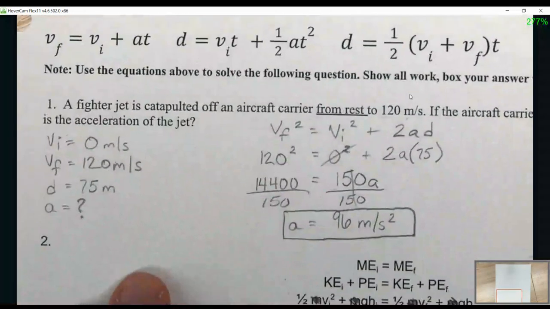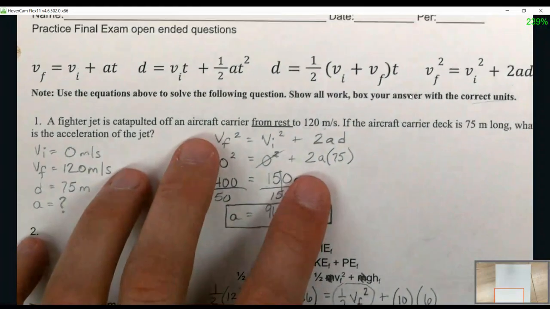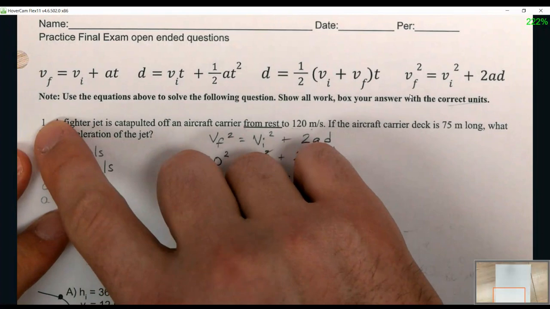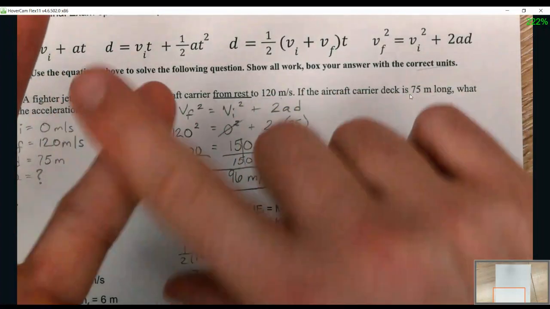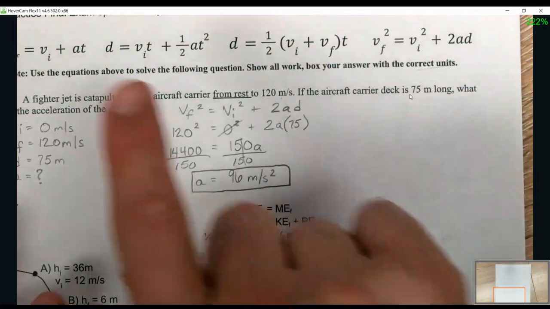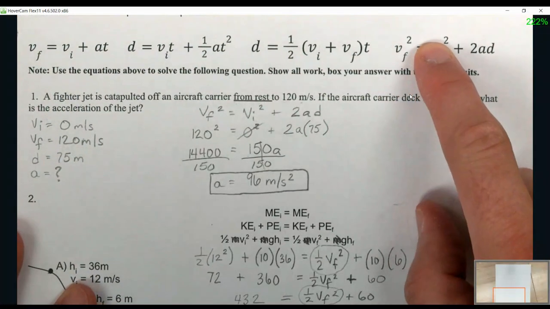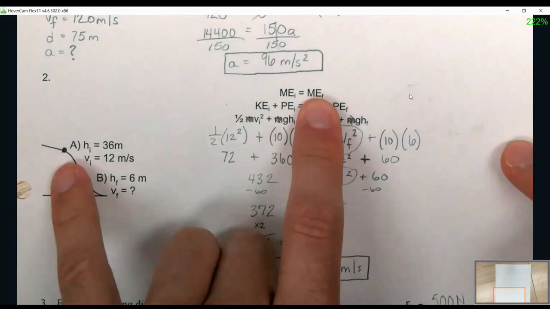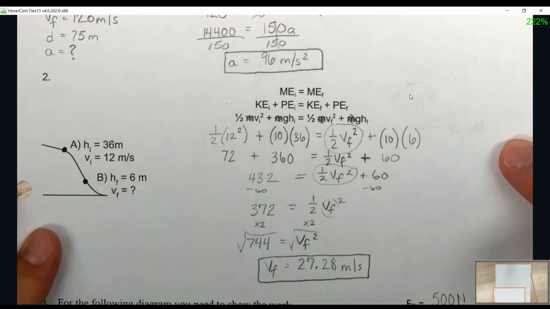So again, your first problem is going to be a kinematic equation setup. You're going to be given information that can tell you whether or not you have an initial velocity, final velocity, distance, acceleration, or time. Figure out the equation to use, and then solve. Number 2 will pretty much be this exact problem with different numbers.